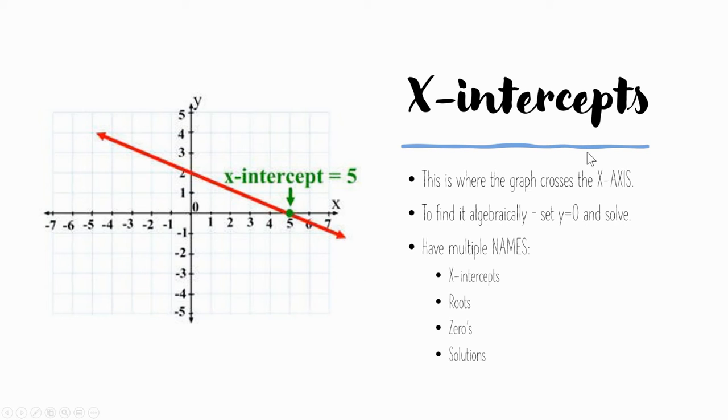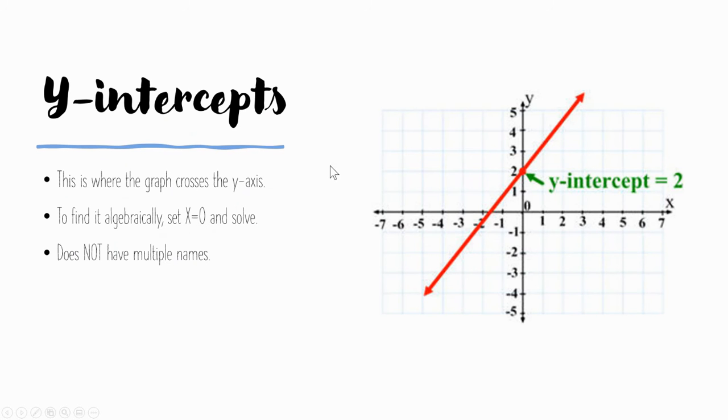If this was the representation of something that I was trying to solve, it would be at x equals 5. All right, y-intercepts. This is where the graph crosses the y-axis. If you want to find it algebraically, you set x equal to 0 and you solve, and it does not have multiple names. The y-intercept is the y-intercept.